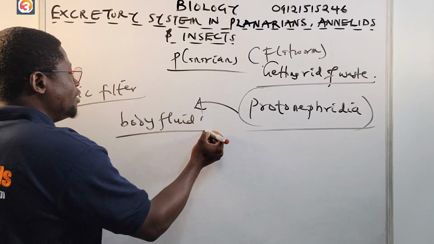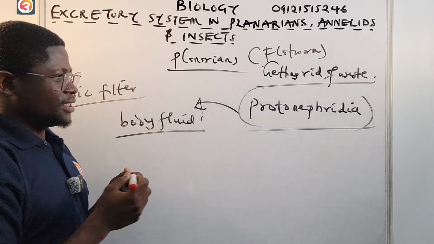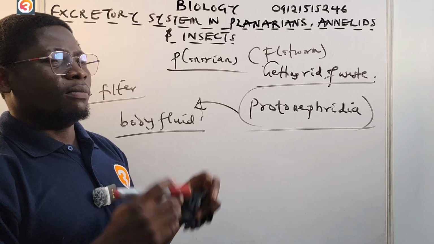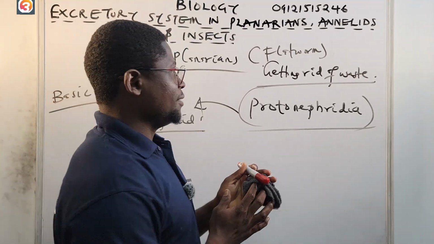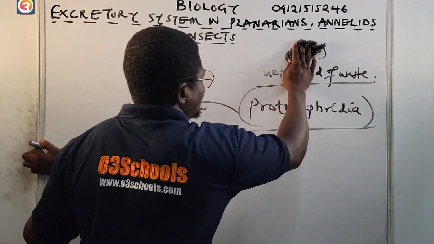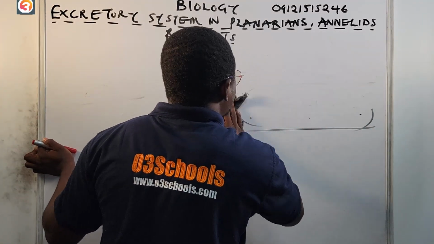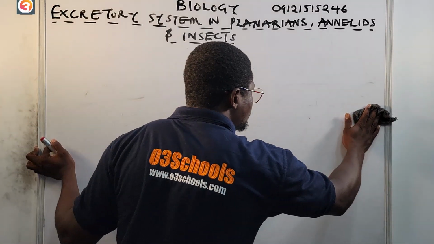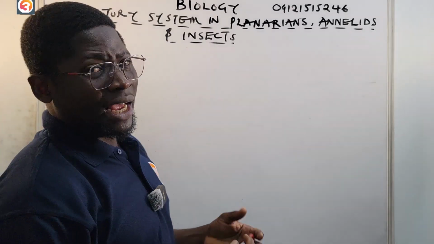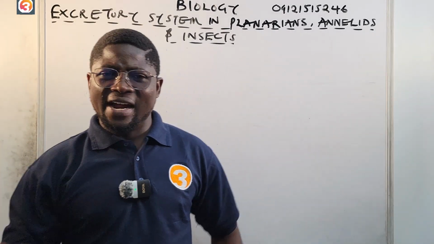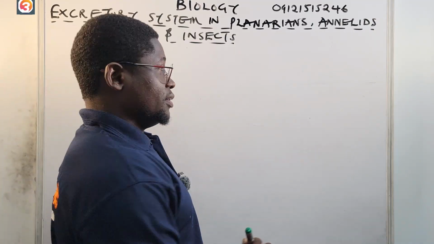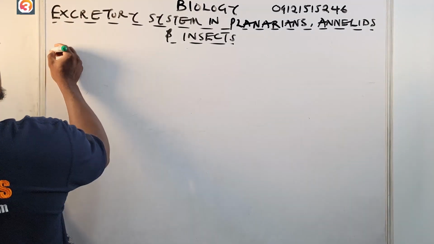Now, how does this protonephridia work? Number one, we have the flame cells. Please, if you want to write, if you want to jot, whatever you want to do, ensure you have sufficient notes from the class that will help you to revise. So number one, we have the flame cells.